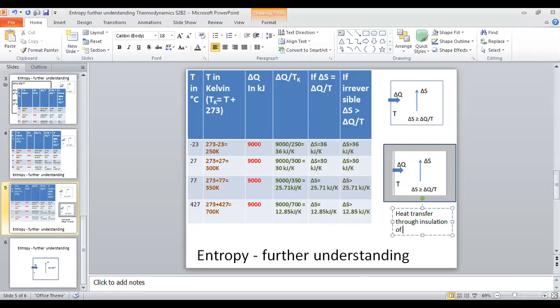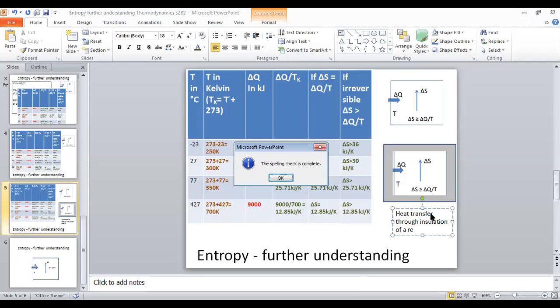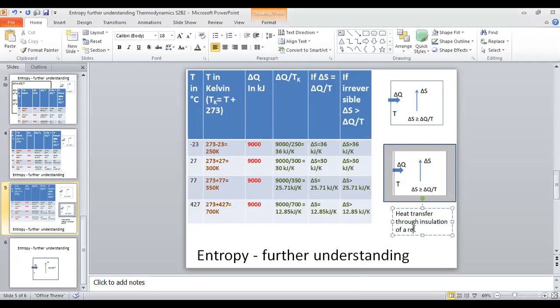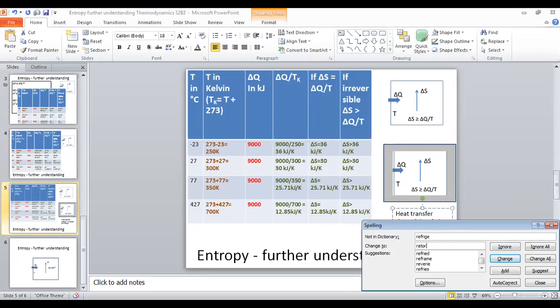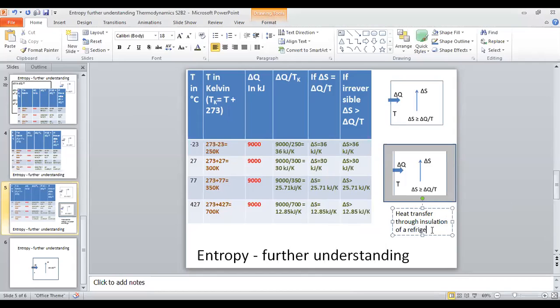Insulation, or for a refrigerator or a freezer, let's say. Okay, refrigerator. So this is the situation now I'm going to consider. Heat transfer through insulation of a refrigerator. This is very interesting. Now see the situation.